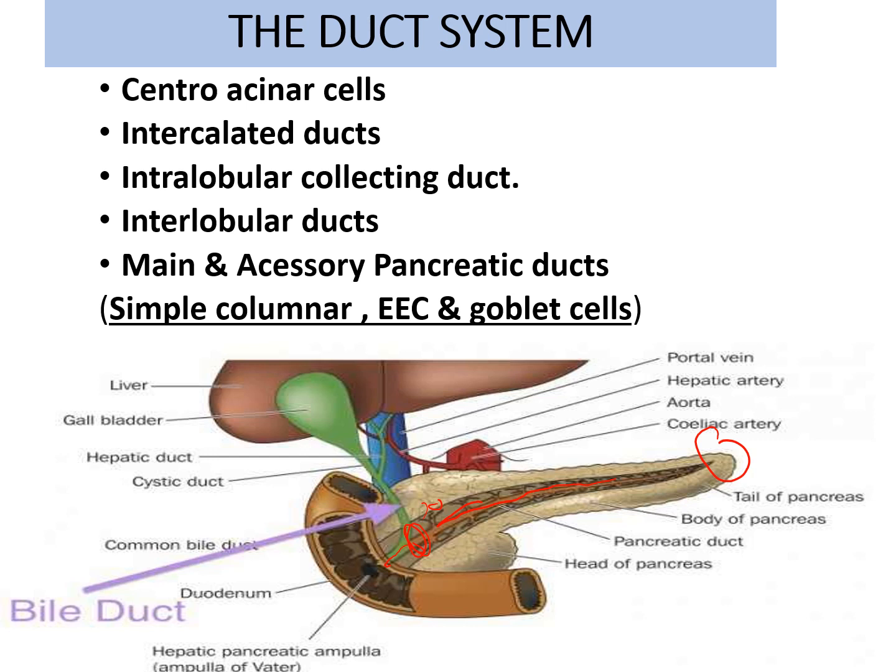We now have to know the function of each part and the lining cells of each part. The first part is the centroacinar cells and the duct system, and they will secrete alkaline-rich fluid under the effect of a hormone called secretin. Okay, the intercalated duct is a duct lined by cubical epithelial cells. Let's go to the other parts.